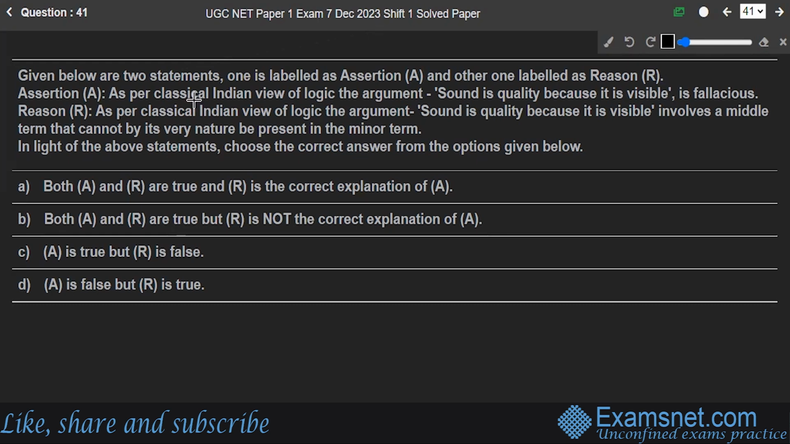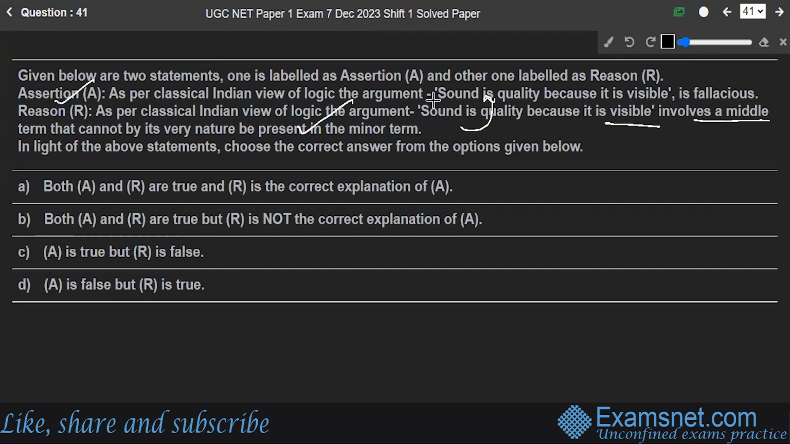Okay, so this is right. The assertion is correct. And then let's go for the reason. It says, as per the classical Indian view of logic, sound is a quality because it is visible, which involves a middle term that cannot be. Yes, that's also true. So this reason is the correct explanation of the assertion.